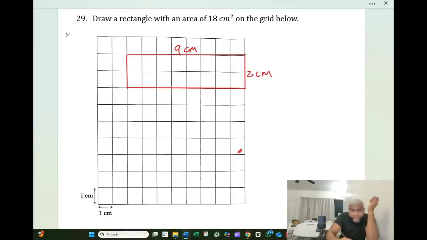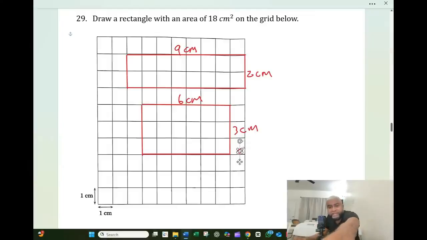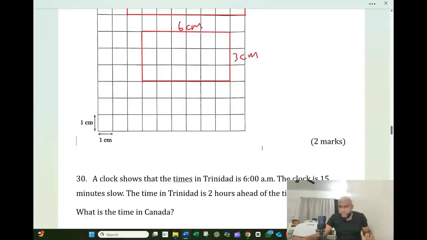So let me go down here. Anyone who draws correct. 1, 2, 3, 4, 5, 6. Right? 1, 2, 3. Then we have this will be 6 centimeters. 1, 2, 3, 4, 5, 6. 6 threes are 18. Right? Anyone you have is correct, right? No discrimination here. Let's work.